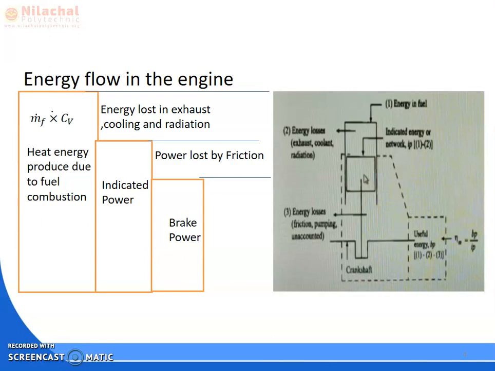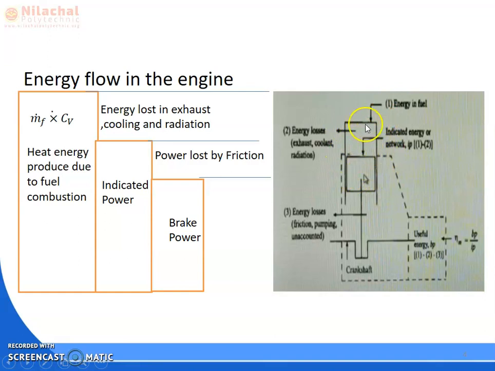So what is power? Power is the rate of work done. Work done per second is known as power. So when the mass of fuel with its calorific value is burned inside the cylinder, it will produce some gas and some heat, and that is transferred from the piston to the crankshaft. So the heat produced, or rate of work done on the piston.